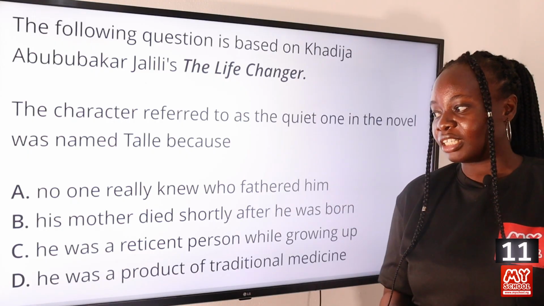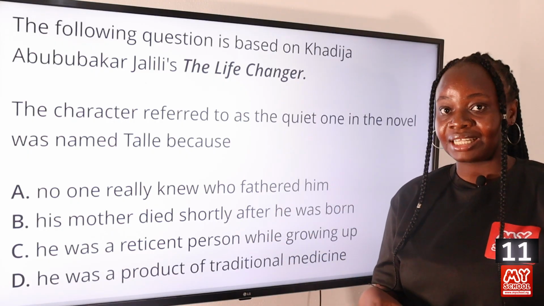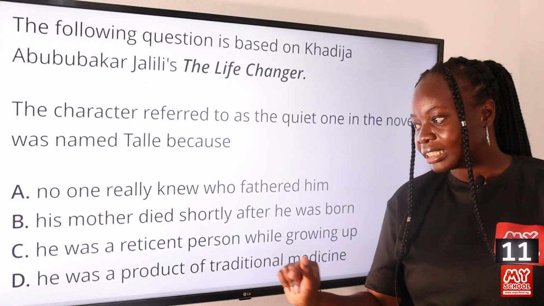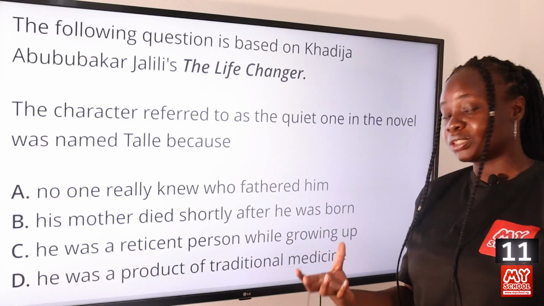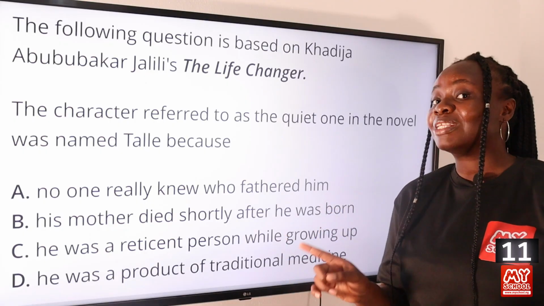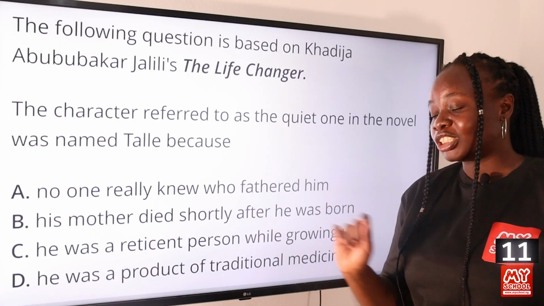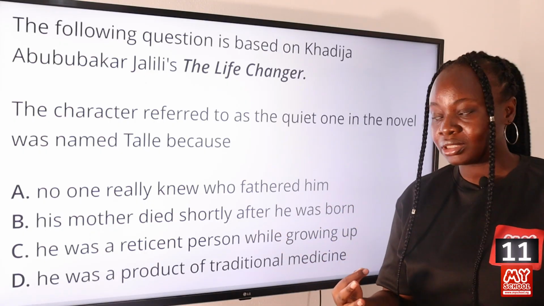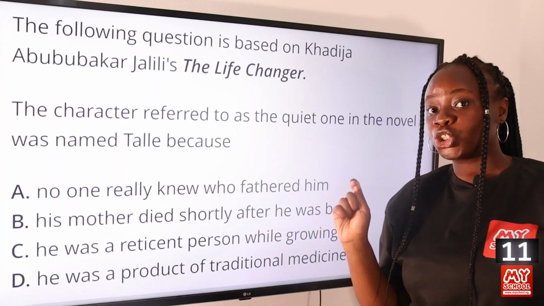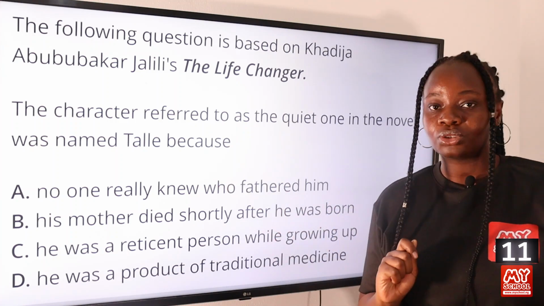So the name Tali was given to him as a result of that, the fact that his mother died just after he was born. So it may feel like the answer is option C. He was a reticent person while growing up. But it's important to note that the reason they gave him the name, the quiet one, is because he was a reticent or introverted person. But the reason they gave him the name Tali was because his mother died shortly after he was born. So the answer to this question is option B.